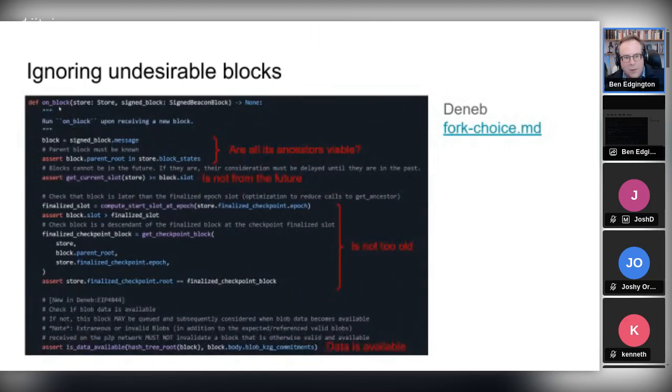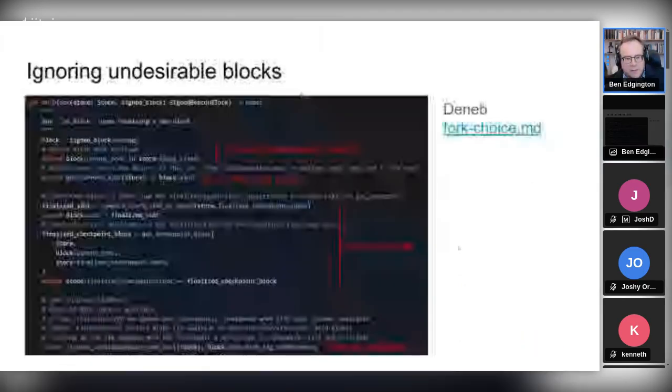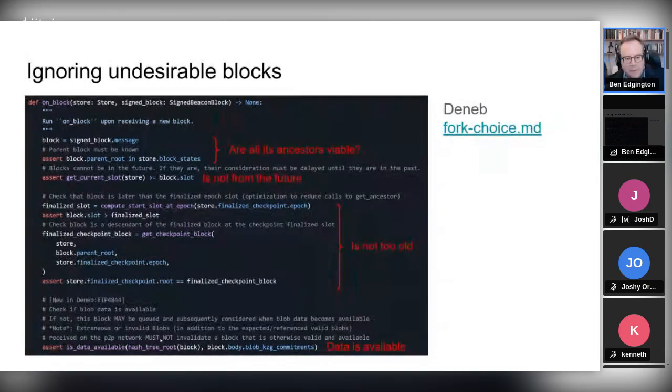And this is handled in the on-block handler. We needn't go into all the detail, but we check whether all its ancestors are there, check it's not from the future, check it's not too old. This is an optimization. Check the data is available. The next bit of code checks that the state transition function is correct, and so on. But this is where we filter out the undesirable blocks before they even get into the store, so we don't have to filter them later. Blocks for which data is not available may be held back and then become valid later, and may be resubmitted. So that's this comment here. It may be queued and subsequently considered, in which case on-block would have to be called again.